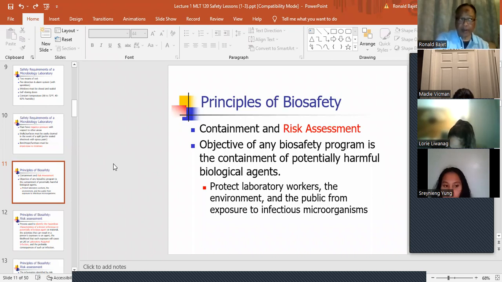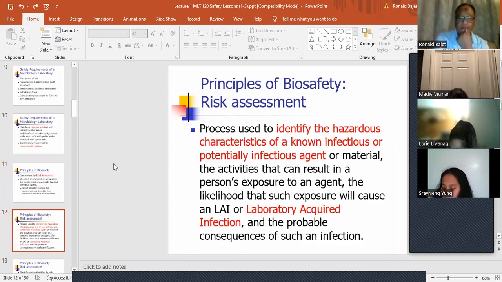There's a laminar airflow on those hoods that will keep the organism, or whatever you want to handle, inside the hood. So that's containment. You don't want to expose your coworkers to any kind of pathogens by bringing it out. So that's containment and risk assessment. Risk assessment is how dangerous the situation is. So protect laboratory workers, the environment, and the public from exposure to infectious microorganisms.